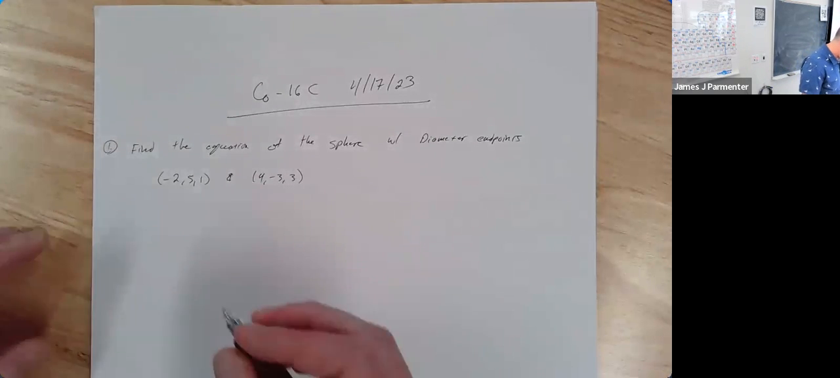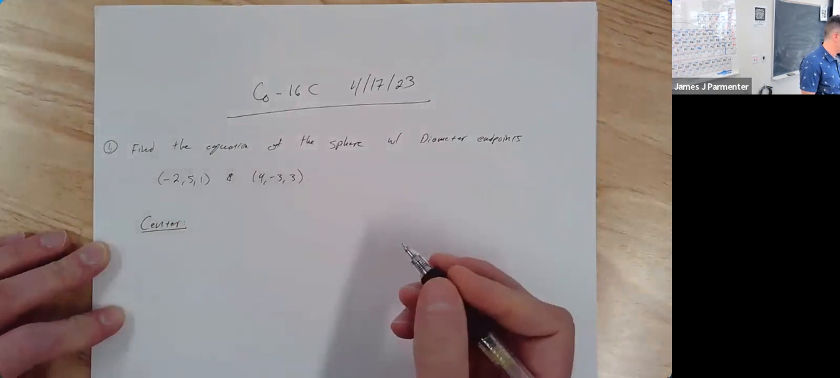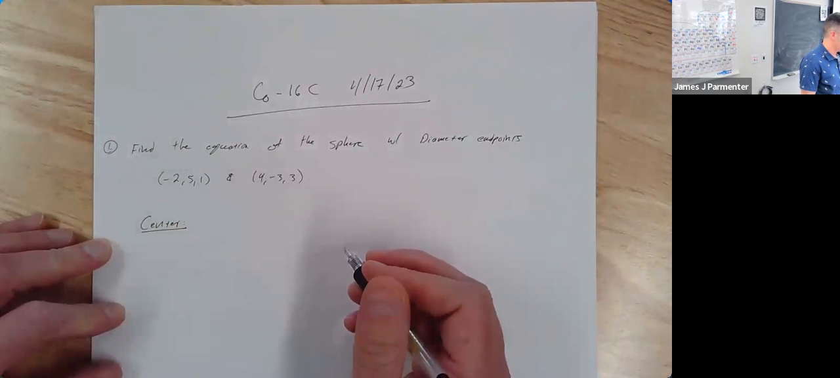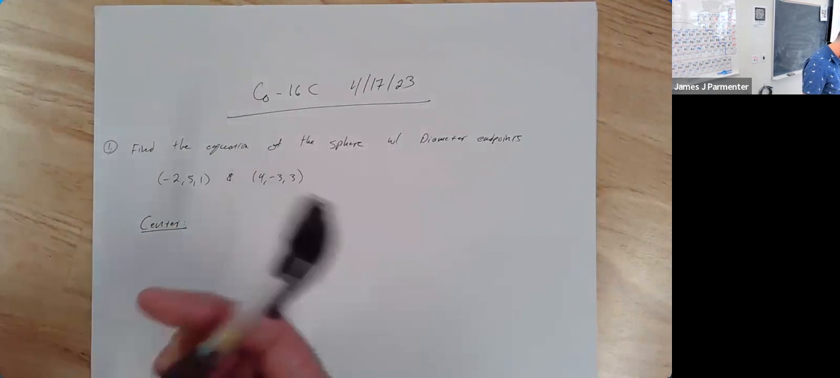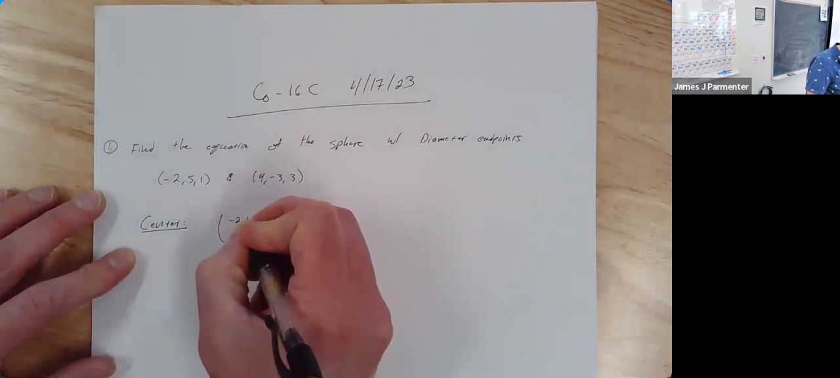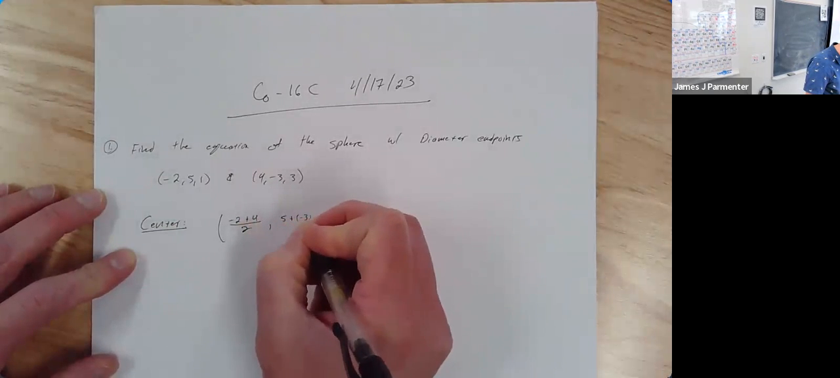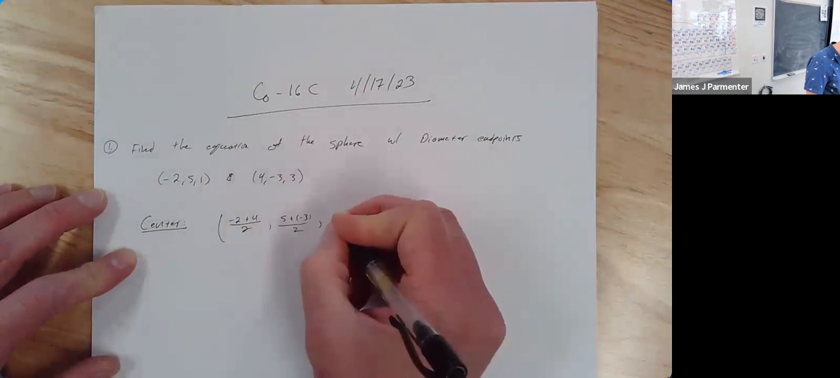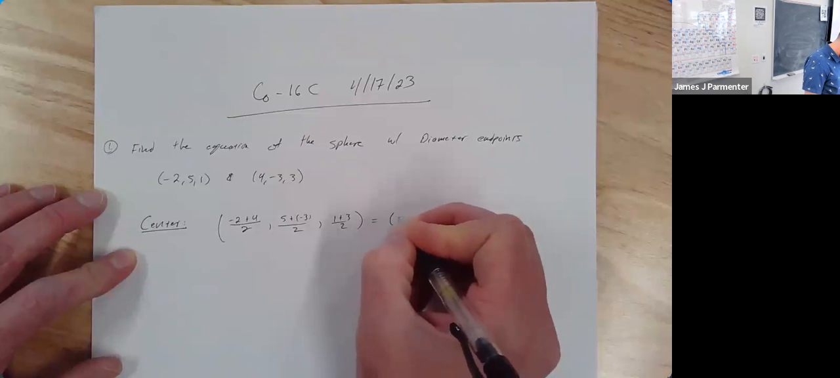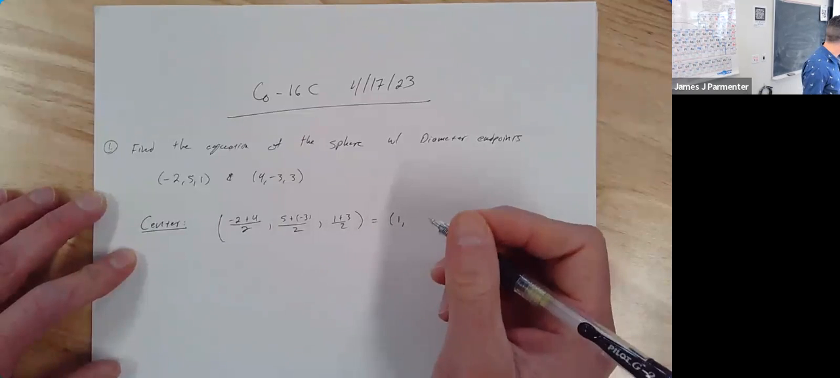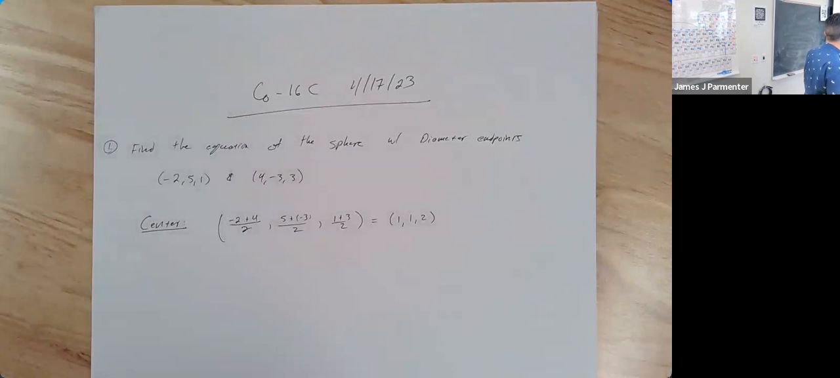Okay. So first we're going to find the center. And since these 2 points are the endpoints of a diameter, we can just take their midpoint. When I think of midpoint, I just think of average. Right? The midpoint of 2 points is the average of those 2 points. So it's going to be -2 plus 4 divided by 2 for the x-coordinate, 5 plus -3 divided by 2 for the y-coordinate, and 1 plus 3 divided by 2 for the z-coordinate. Simplifying that, that's going to be 1 comma 1 comma 2.